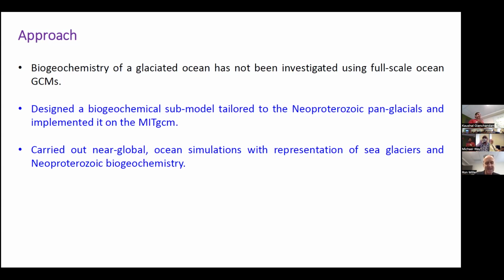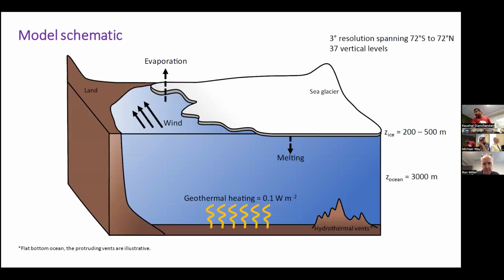Once I designed this biogeochemical model and implemented it in MITgcm, I carried out near global ocean simulations, which have a representation of sea glaciers. These are thick blocks of ice, on the order of hundreds of meters thick, and of course, Neoproterozoic biogeochemistry. Let's look at the model configuration. So let's start from the bottom.